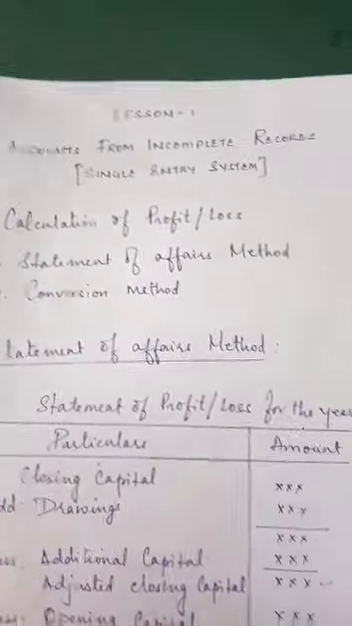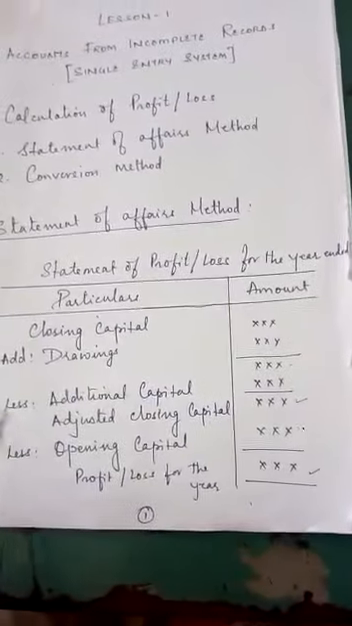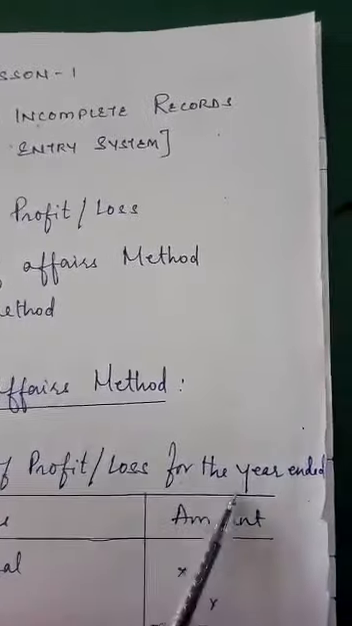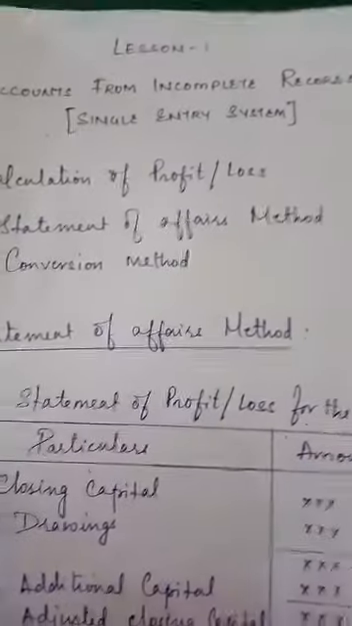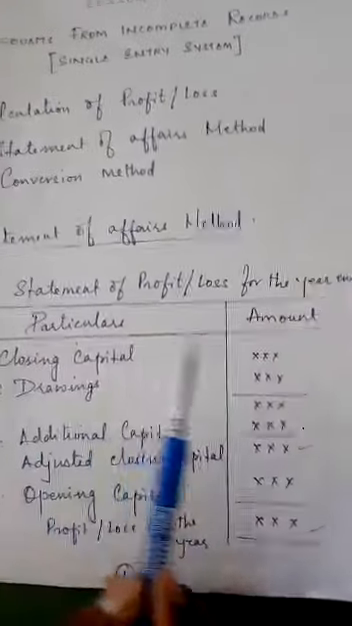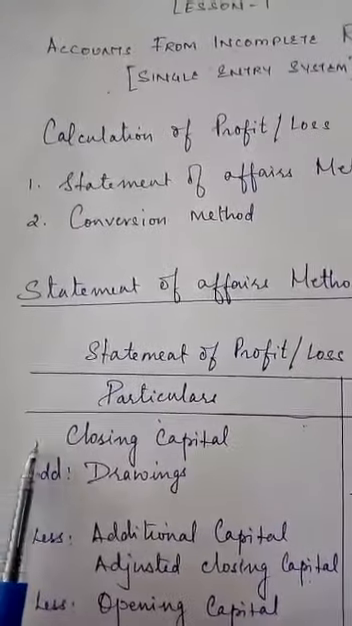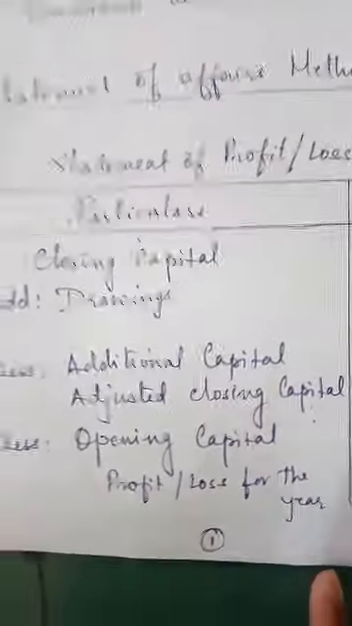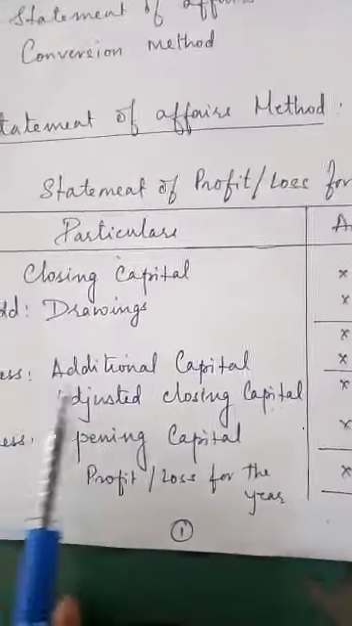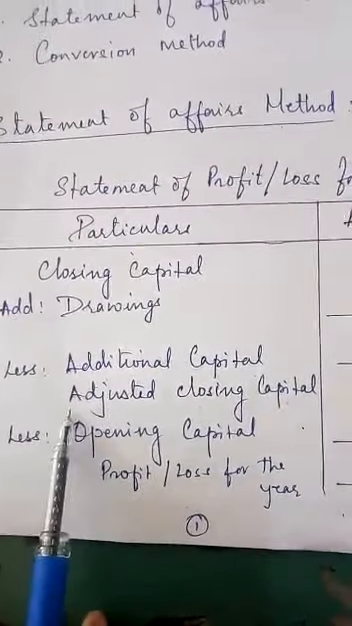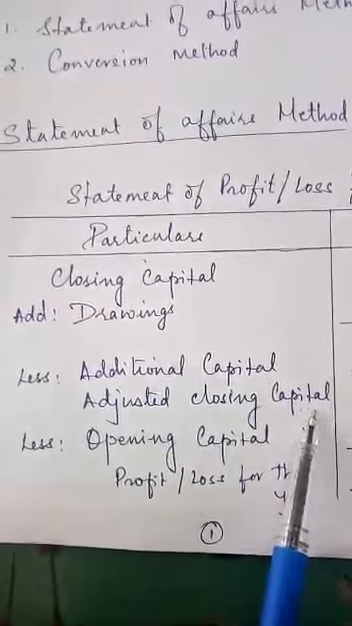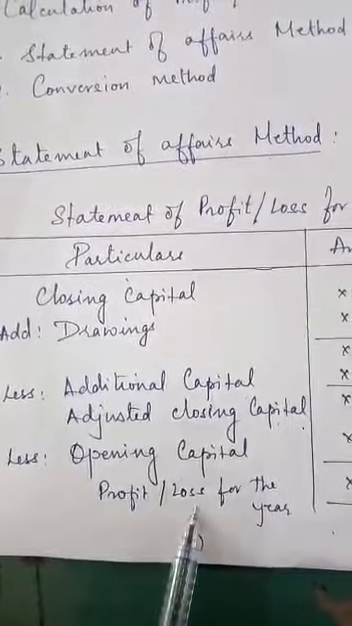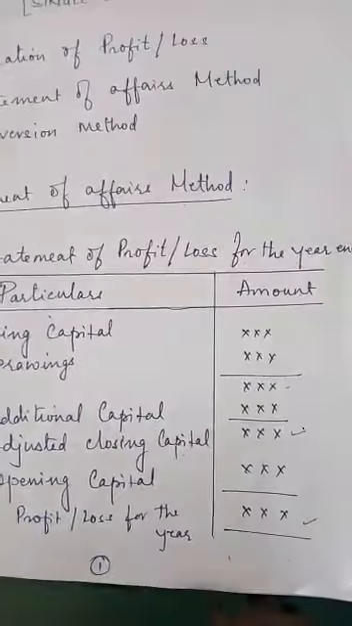Now this is the format which we are going to follow to prepare statement of profit or loss for the year ended. Now for this we have to draw two columns, particulars, amount. We begin with closing capital, we add drawings, and whatever the answer we get, with that we less additional capital, and that gives us adjusted closing capital. Then we less opening capital, and this gives us the profit or the loss for the year ended.